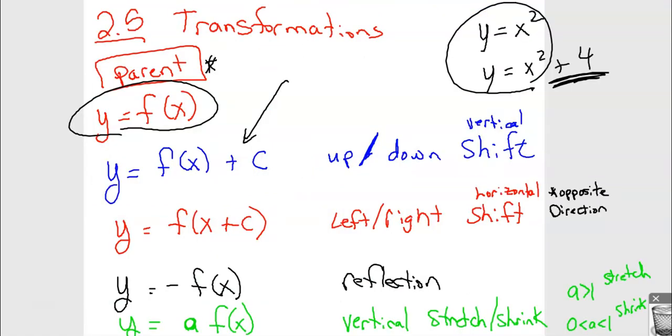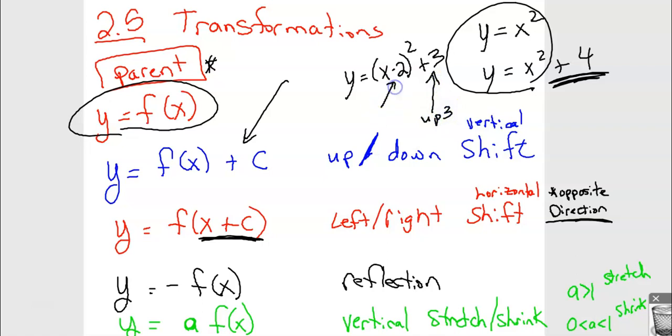Or this next one, if I have a number inside the parenthesis, you're going to shift it left or right. You're going to do a horizontal shift, left or right, and it's always the opposite direction. So the number on the inside shifts it left or right, the opposite direction. So again, if I had x minus 2 squared plus 3, well, this shifts it up 3. This shifts it, again, since it's subtract 2, we're actually going to go 2 spaces to the right. It's always the opposite direction.